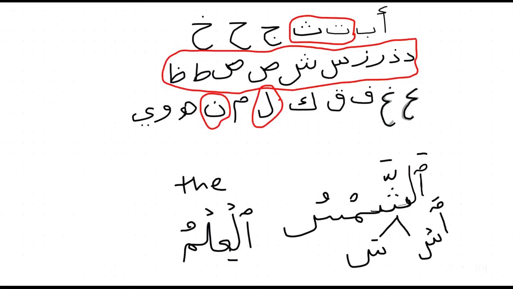So, Sim, can you give us an example of another moon letter that we can use with the Laamut-Ta'areef? Oh, you gave us the last one. Okay. Hajia, give us a moon letter to use with this Laamut-Ta'areef. Kho? Did you say kho? Okay. Very good.